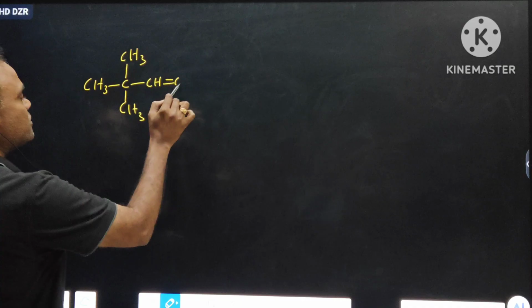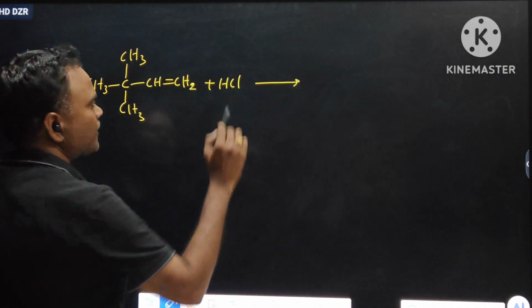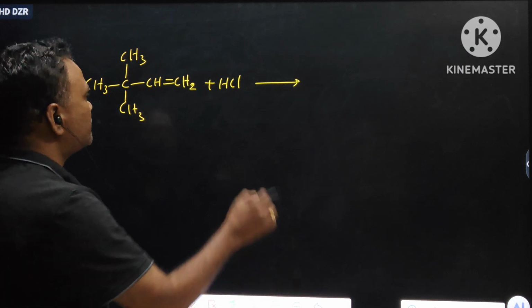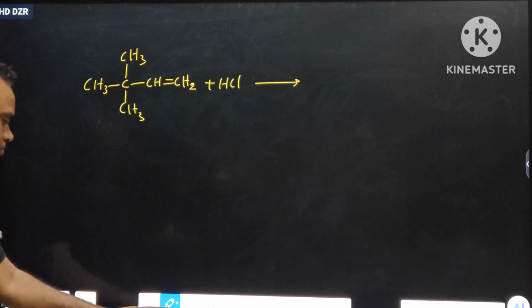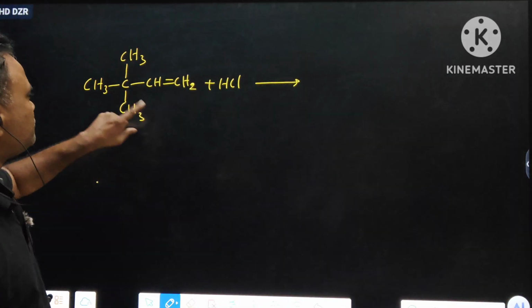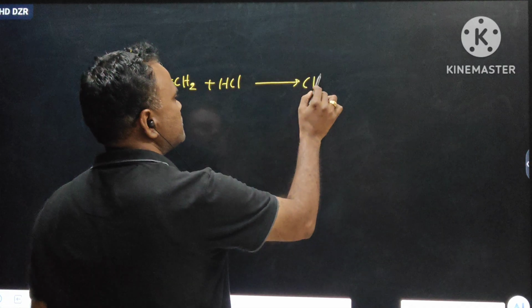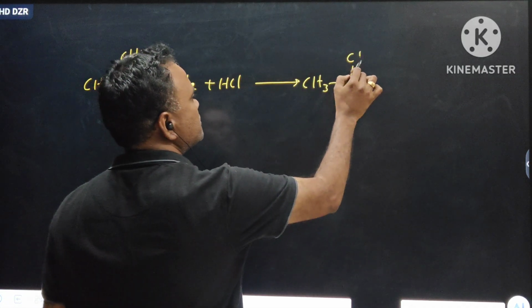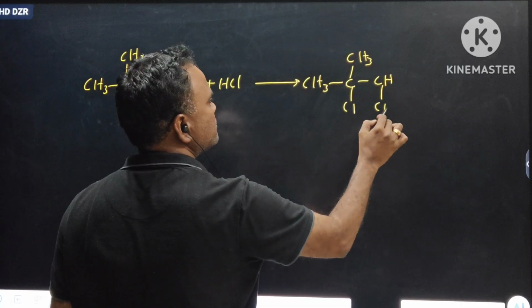Under preparations only, see how much depth we are going. We are doing preparation methods only, but with a different approach. Look at this. Cl will be added here. This H will move this side. CH3, CH3 here. Cl will be added. CH3.